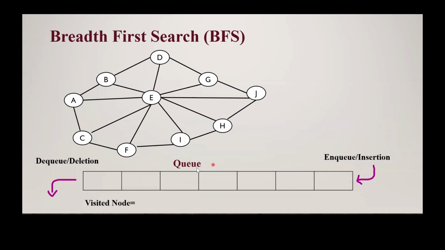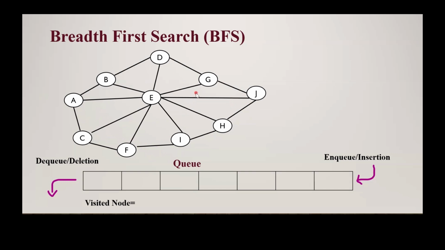So this is a graph structure. Here A, B, C, D, E, F, G, H, I are all nodes, and the association or link between two nodes is called an edge. So these are the edges present inside the graph. What is our main objective? The main objective in this case is how we are able to visit all the nodes present inside the graph.